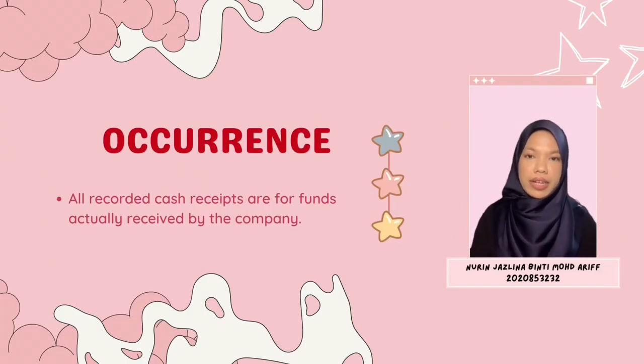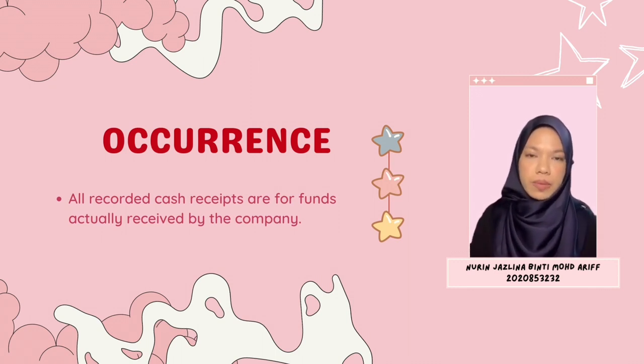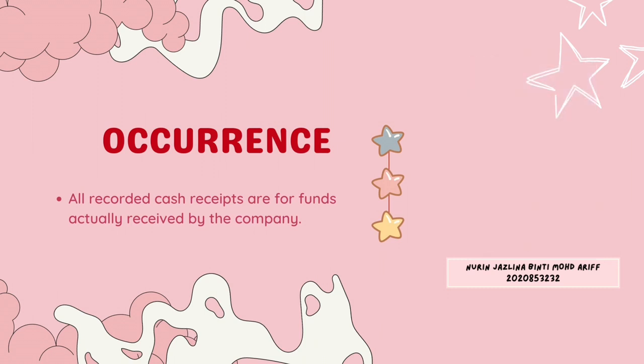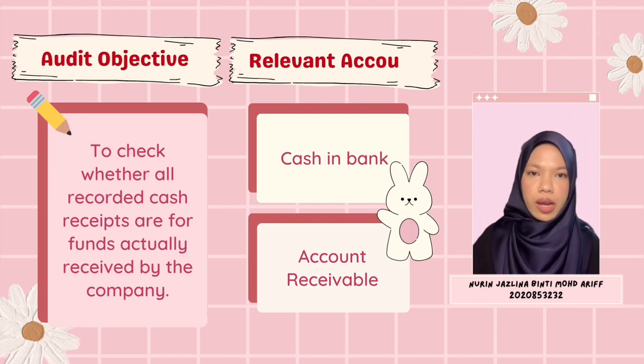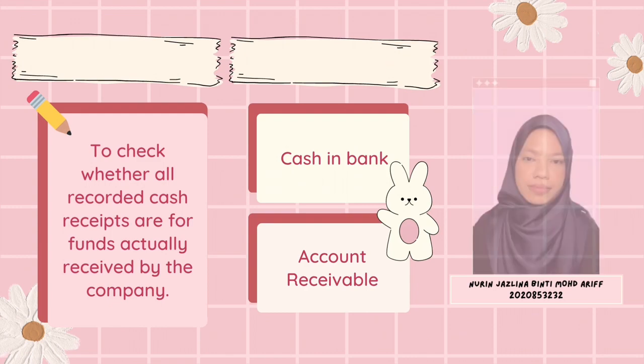Next, we're going to explain on the cash receipt transaction. The first assertion under cash receipt is occurrence. Cash receipt is where all recorded cash receipts are for funds actually received by the company. The audit objective is to check whether all recorded cash receipts are for funds actually received by the company. The relevant accounts involved are cash in bank, which is debit from cash receipts, and account receivable. This is to record for the receipt of cash for the customers for the goods received or service rendered.